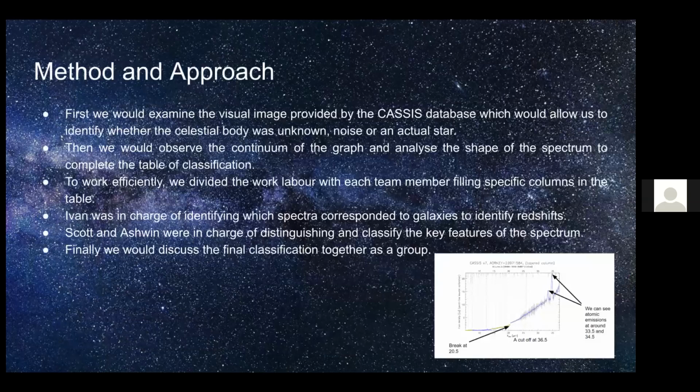So for our method and approach, we would do this in a few stages. First, by just looking at the image of the star, before then looking at the general shape of the graph and its more specific features. We completed this work efficiently by splitting up the task once we all had a good idea of what we should be doing. Then we'd always make sure we agreed on the final classification as a group at the end.